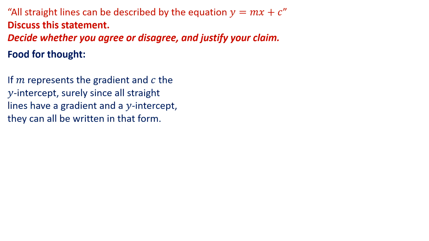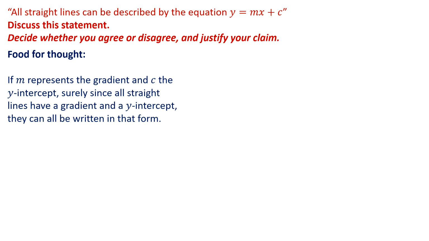Y equals 3x plus 7. Y equals minus x is just a gradient of minus 1 and a y-intercept of 0, and so on. So if we've got m as the gradient and c as the y-intercept, in other words, the height at which the line crosses the y-axis, then as long as all straight lines have a gradient and a y-intercept, they can all be written like this. We just plug in those numbers for the gradient and the intercept.